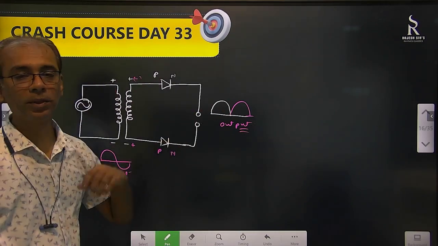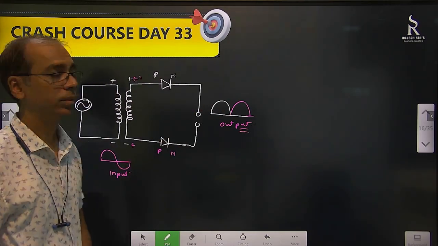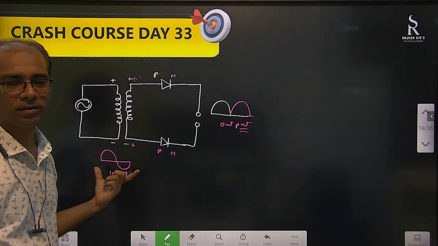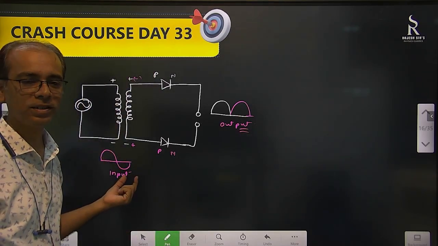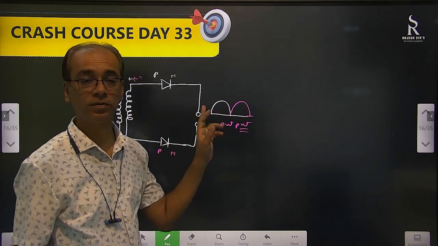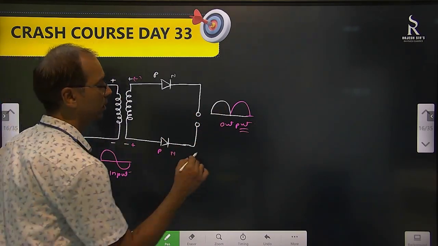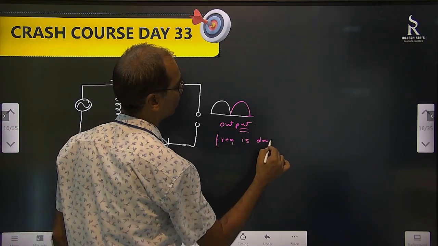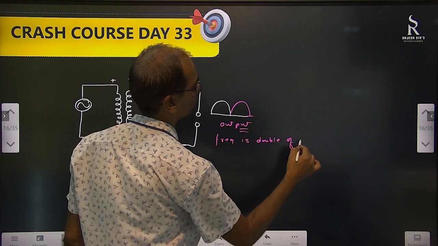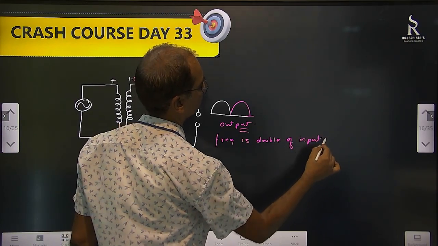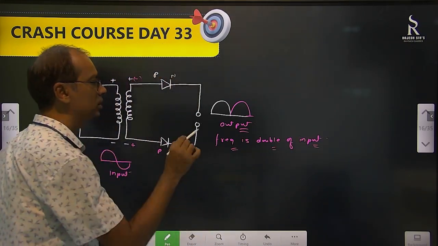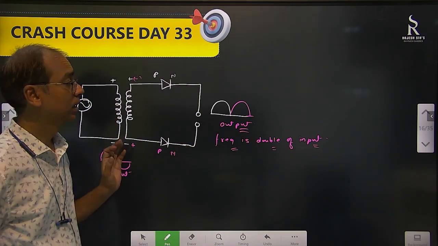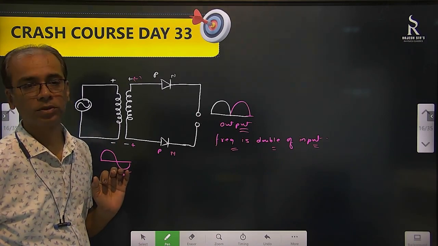But its frequency has become double, because it's repeating twice in one time period of the input. The input is not repeating: this is positive and this is negative. But here both are positive. So its frequency is doubled. Remember that. This is the full wave rectifier. So these are the usages. Now let's solve a few problems on this.